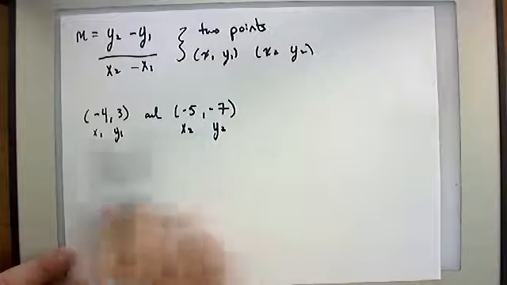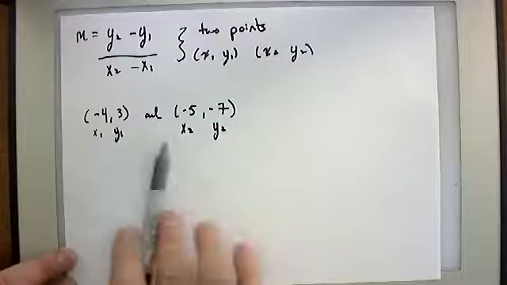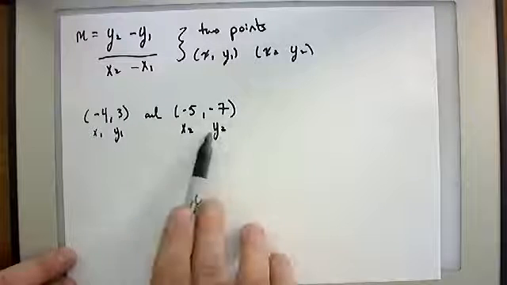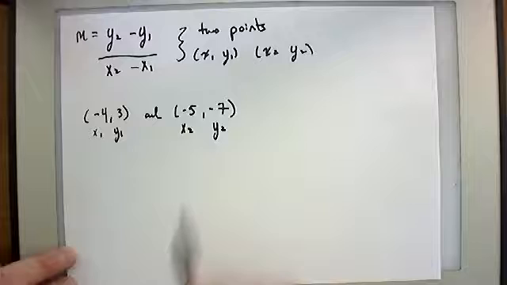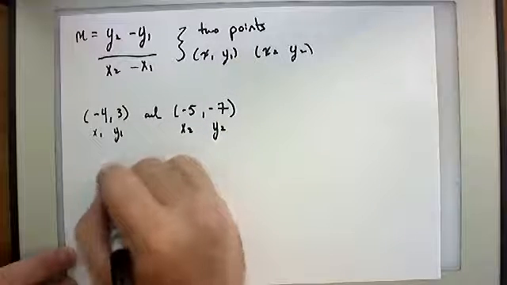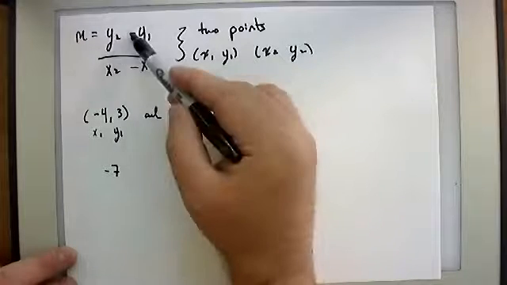It's just me saying that's the first point and that's the second point. It doesn't matter which one you call which. Don't mix them up. Don't say x1, y2. Don't do anything weird like that. It's either the first point or the second point. Just don't start mixing them. y2, which is -7. Now notice the formula is y2 minus y1.